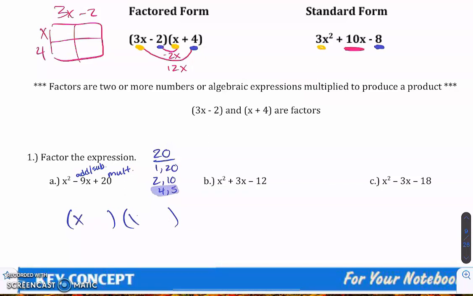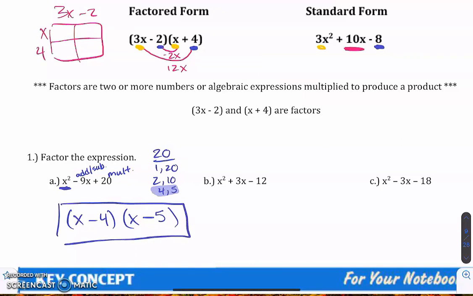So the x times the x gives us that x squared. And then it's just, okay, what multiplies to get you positive 20, but adds to get you negative 9. So 4 times 5, that would be positive 20, but positive 4 plus positive 5 would be positive 9. So we need them both to be negative. Negative times negative is positive 20, but negative 4 plus negative 5 equals negative 9. So we're trying to multiply to get you that last number, add and subtract to get the middle number.